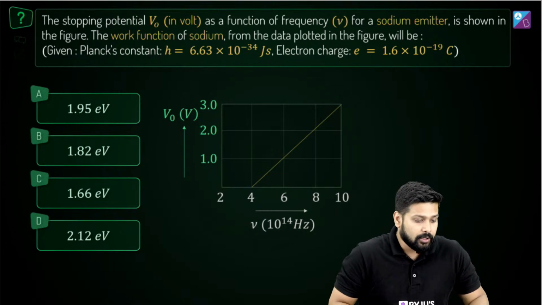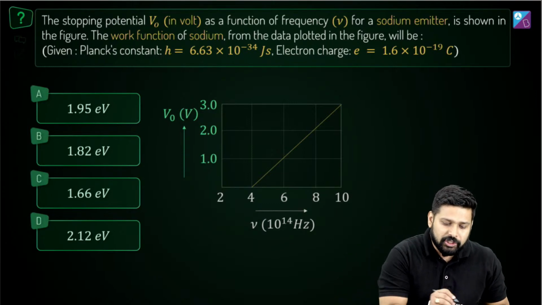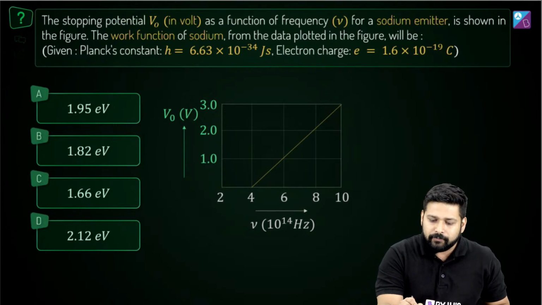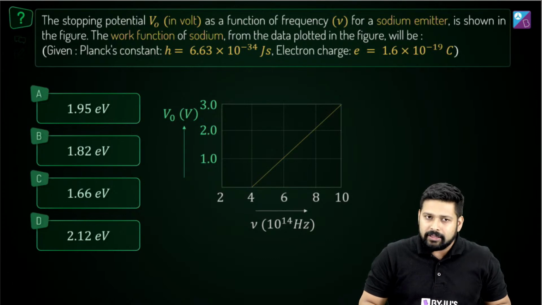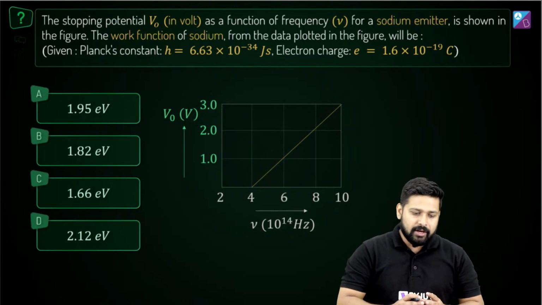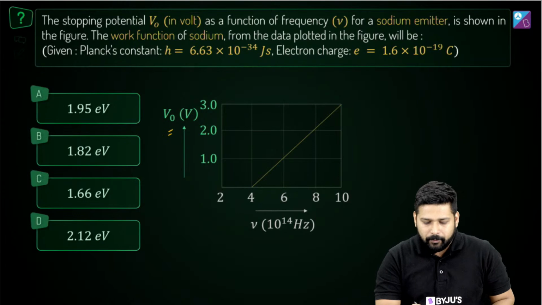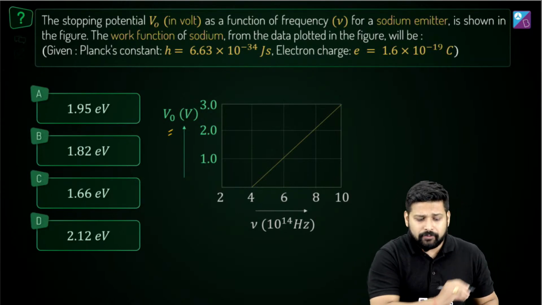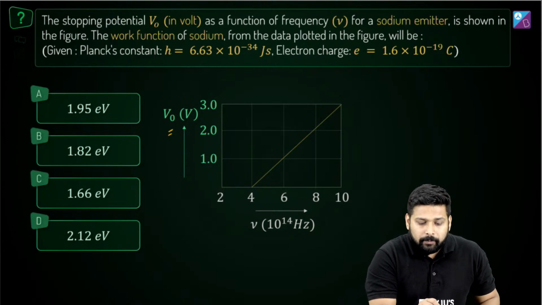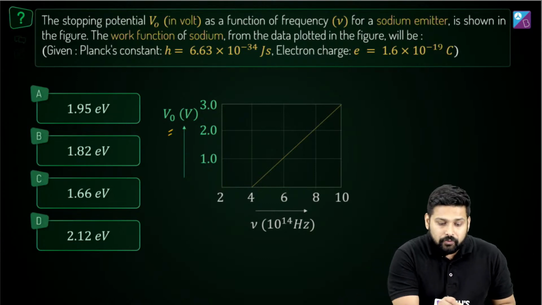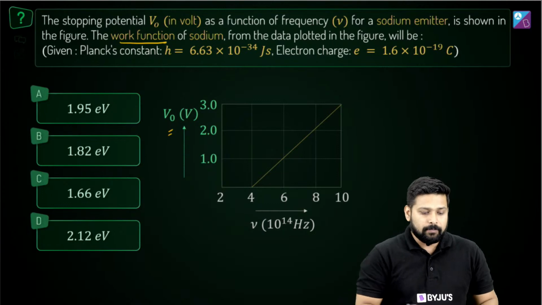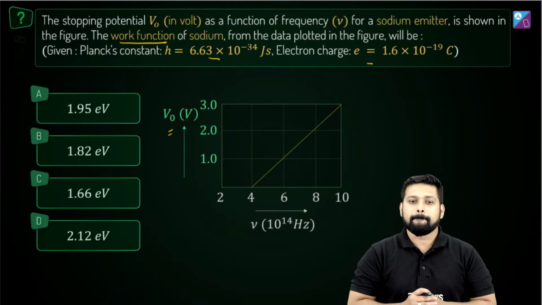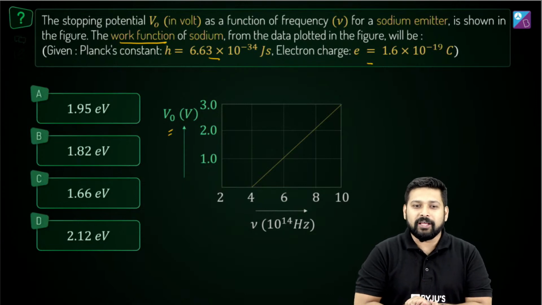Ready? The question says the stopping potential V naught in volts as a function of frequency of a sodium emitter is shown in the figure. So you have a graph of stopping potential and frequency. The work function of sodium from the data plotted in the figure will be, so we need to find the work function. Planck's constant is given and the charge of the electron is also given. So let's start.